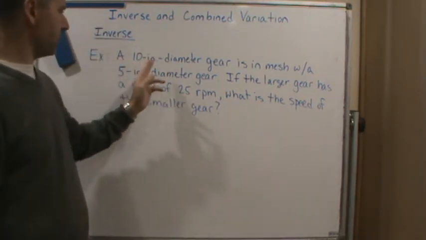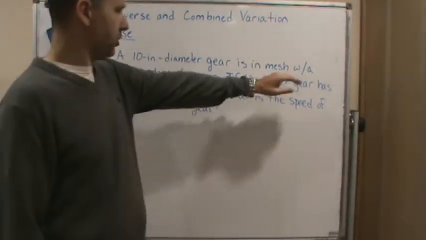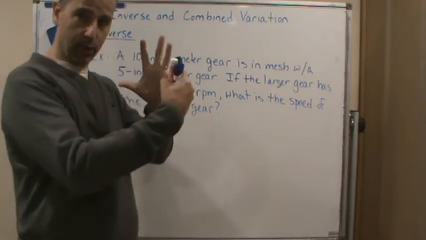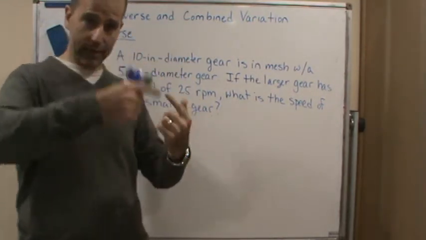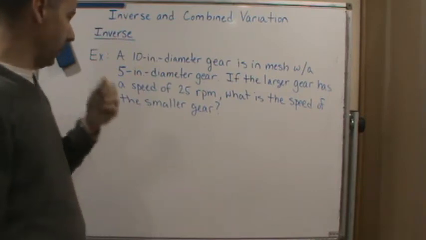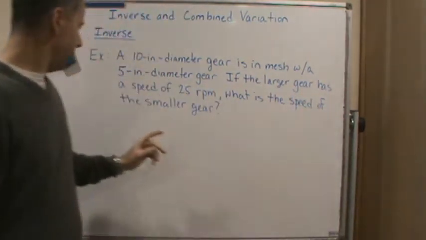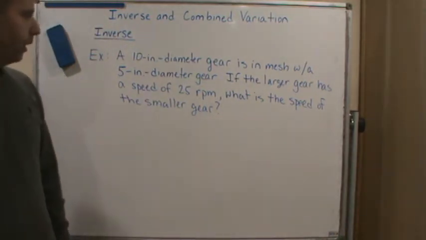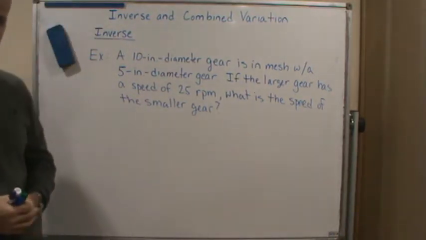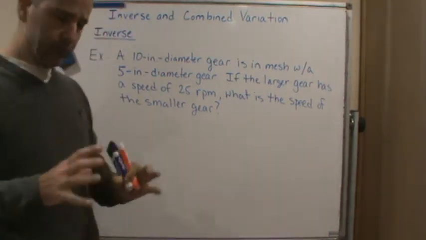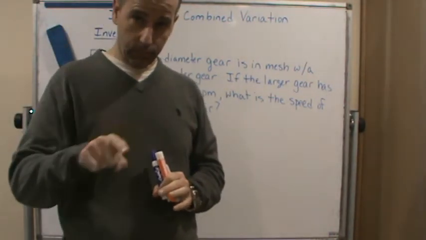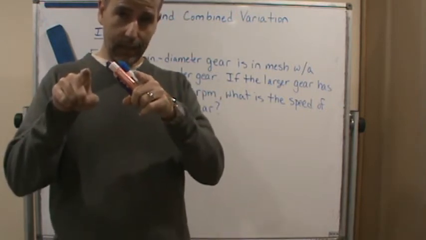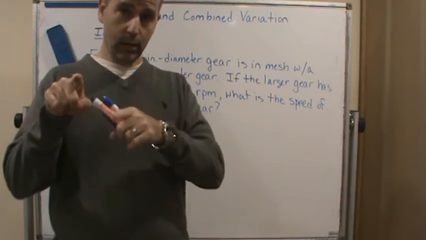It says a 10-inch diameter gear is in mesh with a 5-inch diameter gear. So you've got a larger gear meshed with a smaller gear. As one turns, so does the other one. Now if the larger gear has a speed of 25 RPMs, what is the speed of the smaller gear? If the larger gear is spinning at a certain rate, then we know that the smaller gear has to be spinning faster.